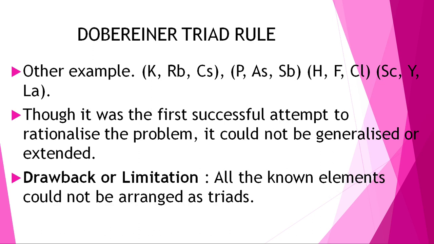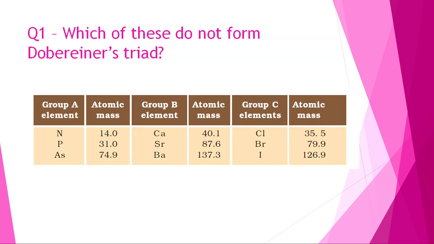Okay, let me ask one question to you. Which of these three triads do not form a correct Doberiner's triad? You can see three triads here. Group A is nitrogen, phosphorus and arsenic. Group B, calcium, strontium and barium. And group C, chlorine, bromine, iodine. So can you see, are all these correct triads?